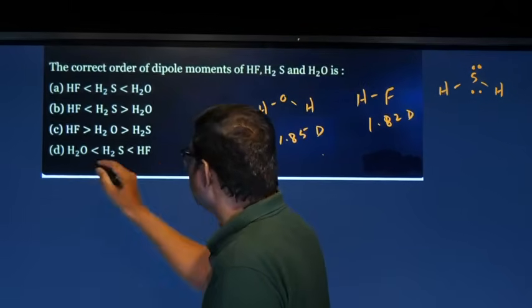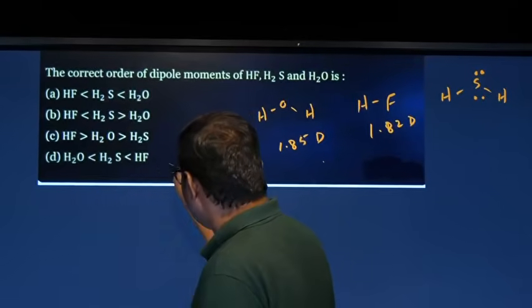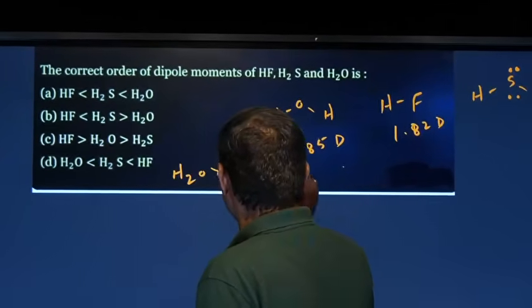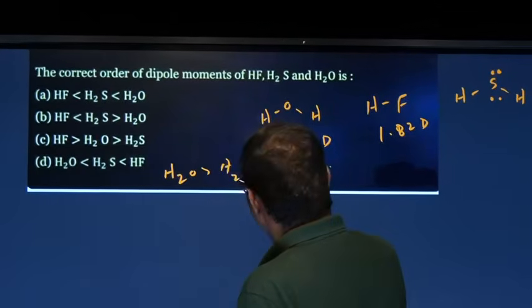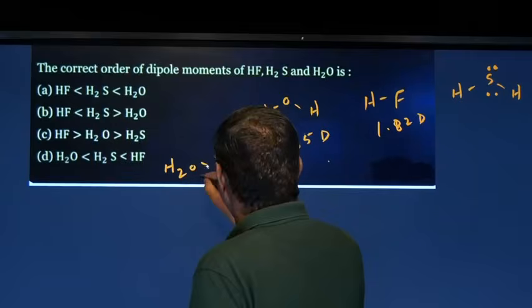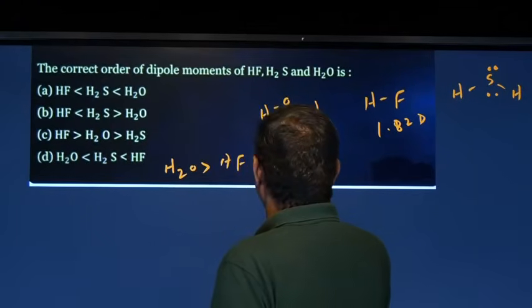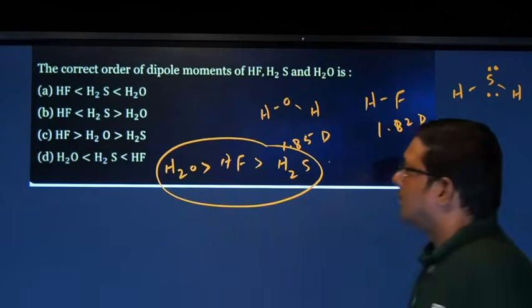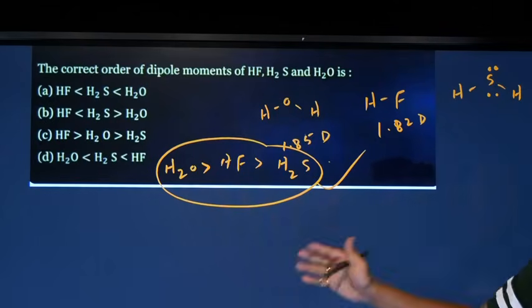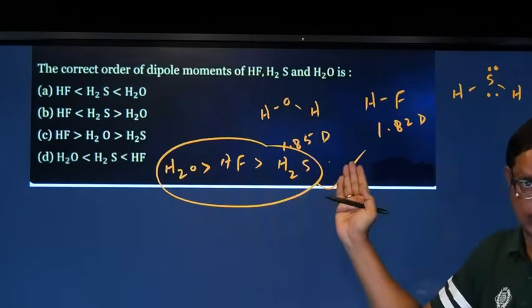In the given options, I repeat, number 1 is water, number 2 you can take HF, and the least you can take is H2S. Some books also give HF as more, but this is the correct option. So you can go with water, HF, H2S.